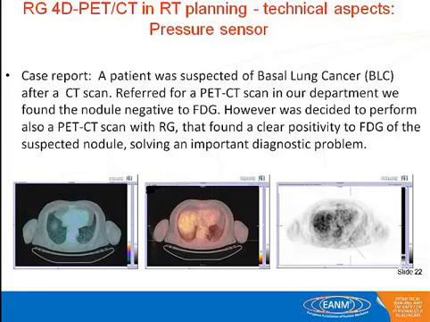Here we have a good case report, when there was a suspicion of basal lung cancer. We did a PET CT scan and the nodule was negative, but there was not enough activity. However, we decided to perform a PET CT with respiratory gating, and there was a clear positivity to the FDG of the suspected node. And it was really good because we diagnosed a problem in a patient that would never have received a good diagnosis.